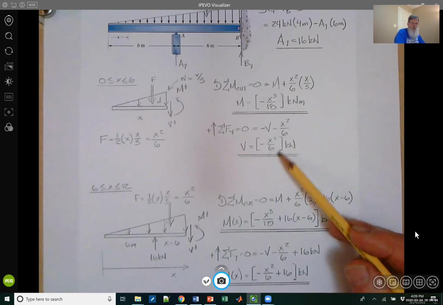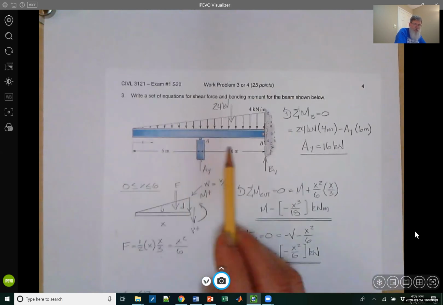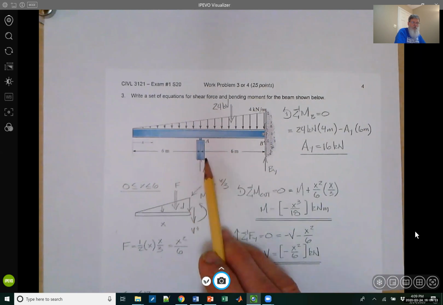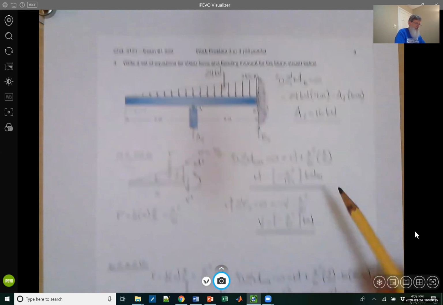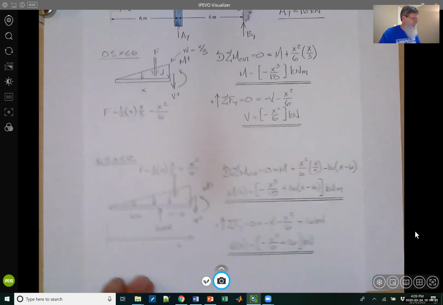The shear equations are identical except for the addition of the 16, and that's because as you go from left to right, the shear does jump up the amount of the reaction, which is 16, and that's reflected also in the equation. So that looks pretty good. I'm pretty confident that those are correct.